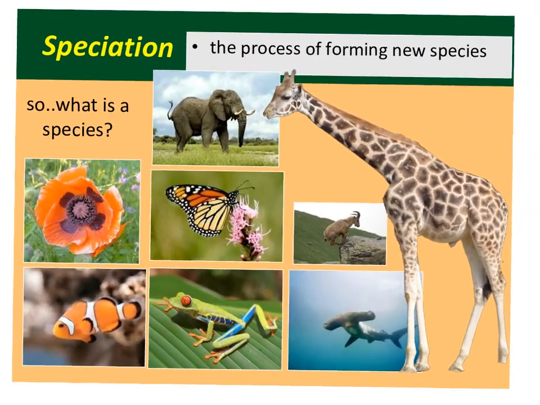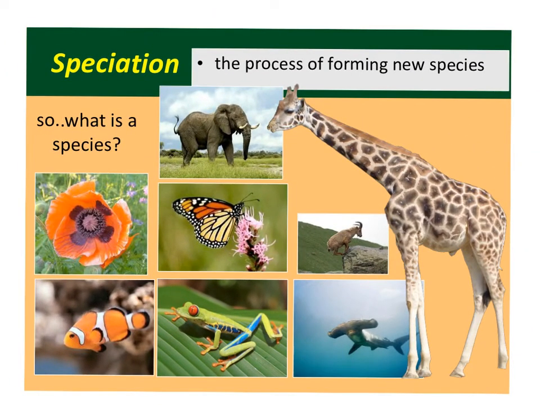Speciation. The process of forming new species. So this was one of the big things, of course, that Darwin figured out, and Wallace too. People didn't know where species came from for a long time. They thought that they were divinely created and all that. And then also we have to answer kind of what is a species. So we're going to watch a little video.